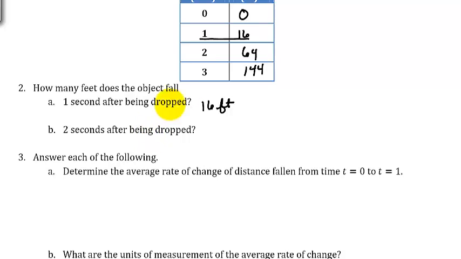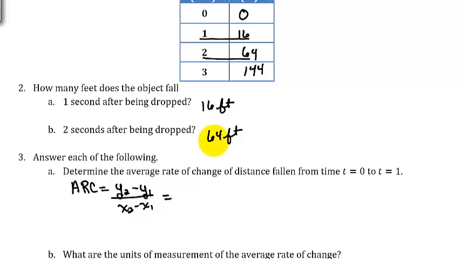2 seconds after being dropped, it's fallen 64 feet. Determine the average rate of change of distance fallen from time t equals 0 to t equals 1. So remember, the average rate of change formula is the difference of the y's, y2 minus y1, over x2 minus x1. And so we want to take 64 minus 16 on the top. Oops, sorry, I did that the wrong way. Let me change this. We wanted to go from t equals 0 to t equals 1.